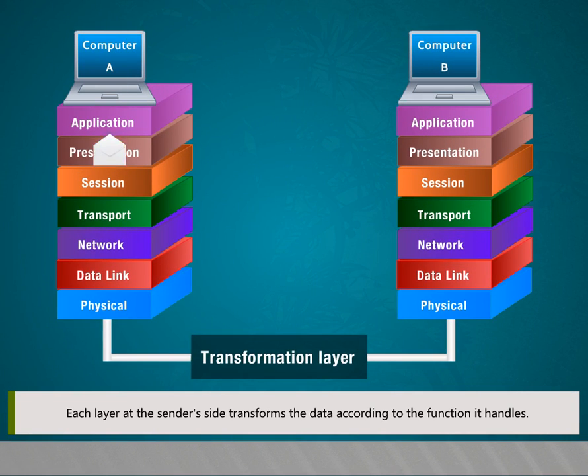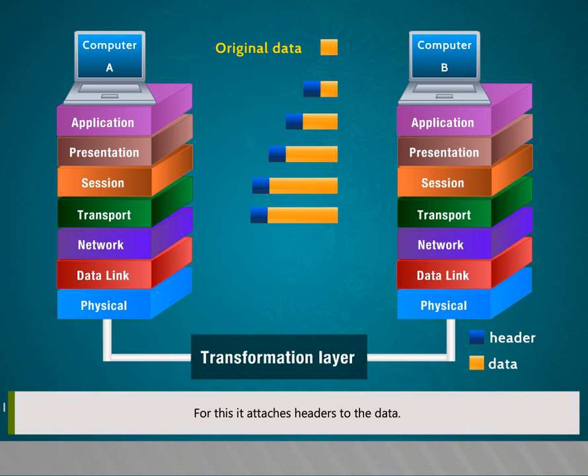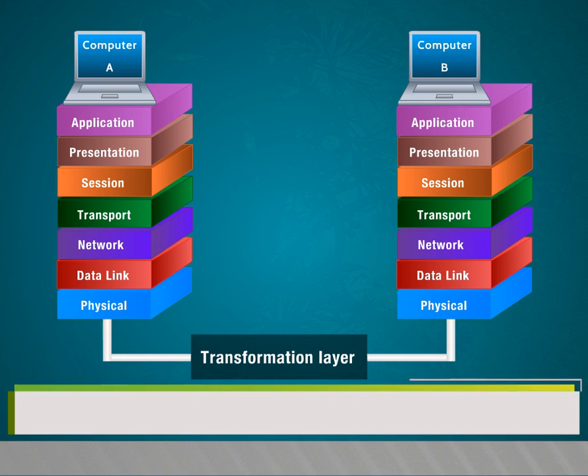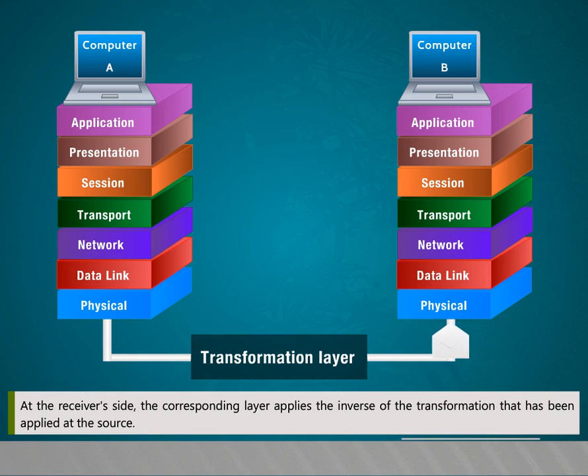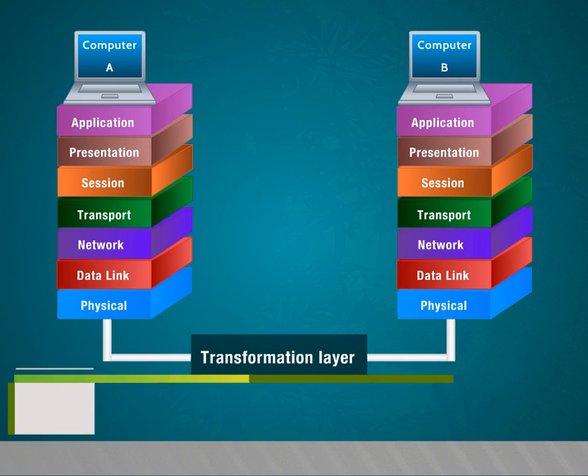Each layer at a sender's side transforms the data according to the function it handles. For this, it attaches headers to the data. At the receiving side, the corresponding layer applies the inverse of the transformation that has been applied at the source.